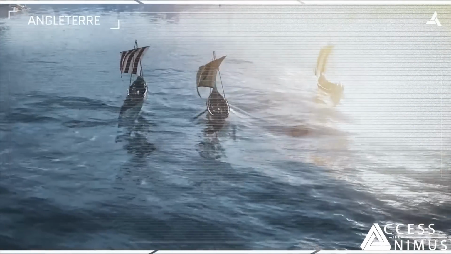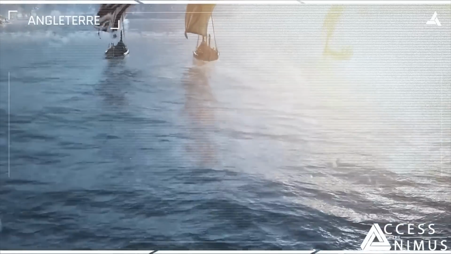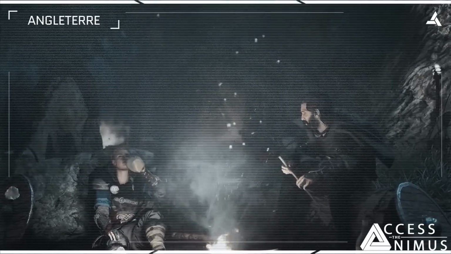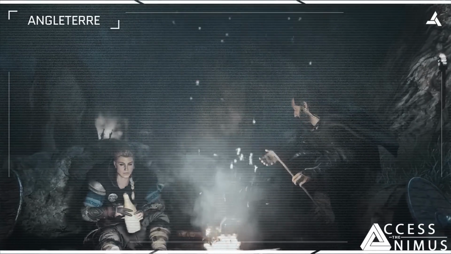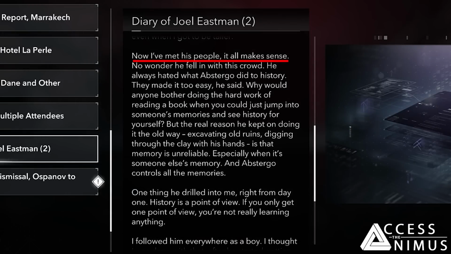He mentions traveling to Greece and Afghanistan with his dad, seeing the person that he was, a giant in his eyes, and now Joel says he's met his people, meaning he very likely knows that they are assassins by now. He very likely knows their purpose and what they do, and he's not surprised at all that his father fell in with them, because he always hated what Abstergo did to history, because, quote-unquote, they made it too easy.